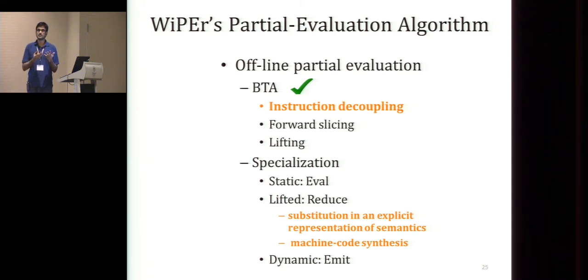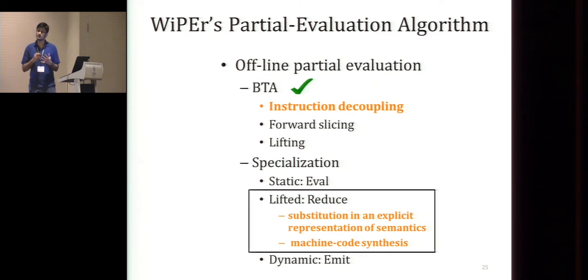Recall that the specializer uses three primitives: eval, reduce, and emit. Eval and emit are pretty straightforward. Eval is just evaluation, and emit is just emitting instructions. So let's focus on reduce.